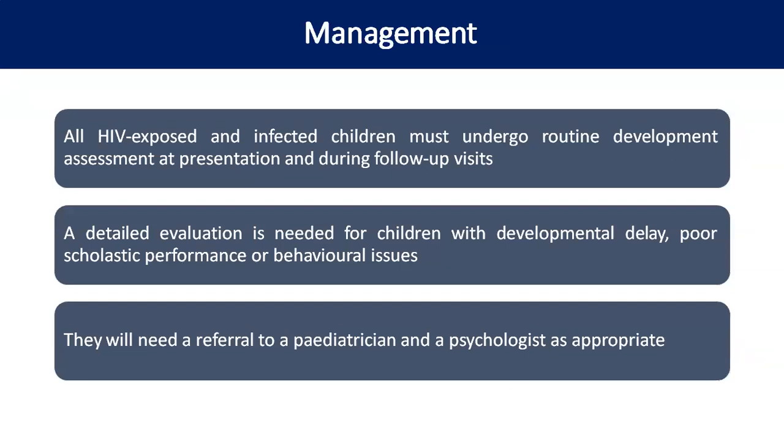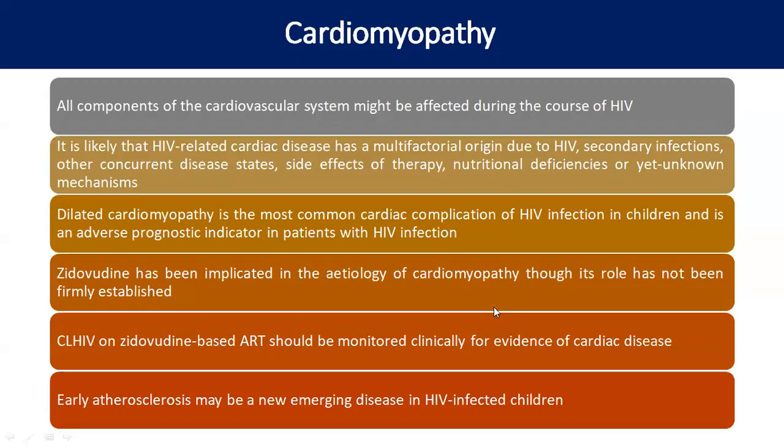How to manage them? All HIV exposed and infected children must undergo routine developmental assessment at presentation and during follow-up visits. So one can timely pick whether there is a delay or a regression of milestones. A detailed evaluation is needed for children with developmental delay, poor scholastic performance, or behavioral issues. They will need a referral to a pediatrician and psychologist as appropriate. Moving ahead with the other common comorbidities.